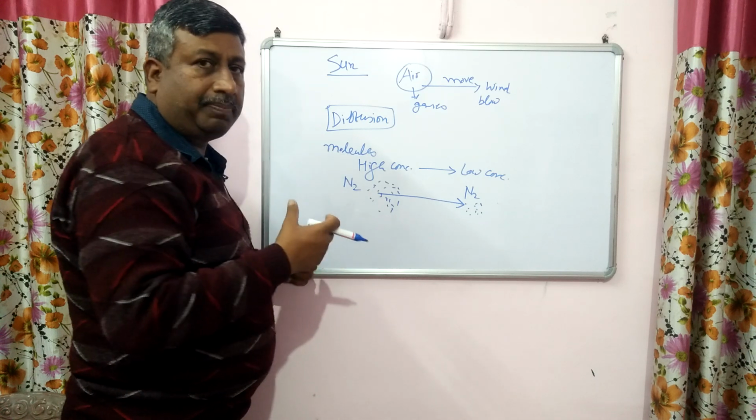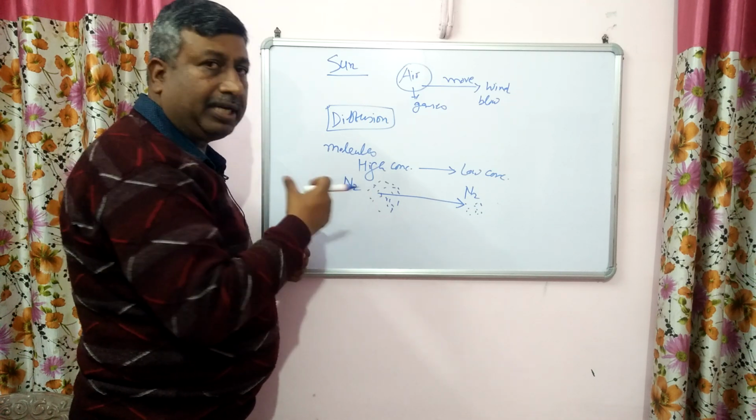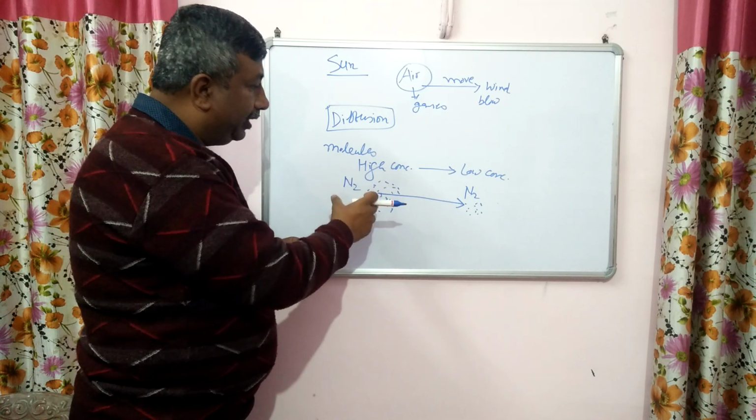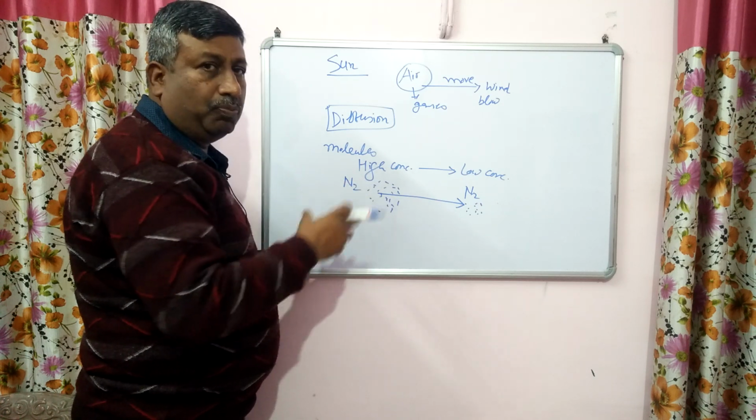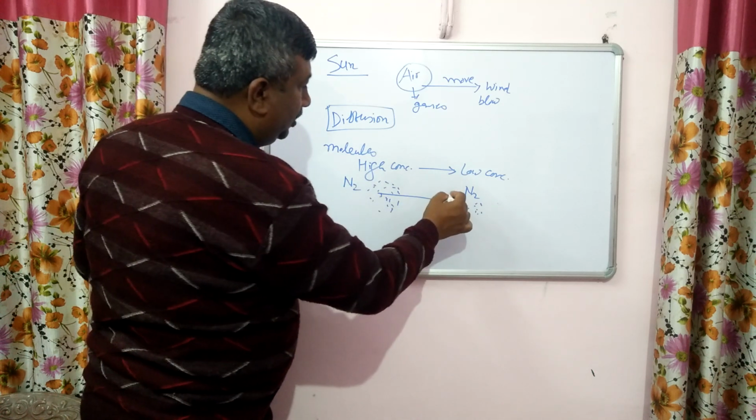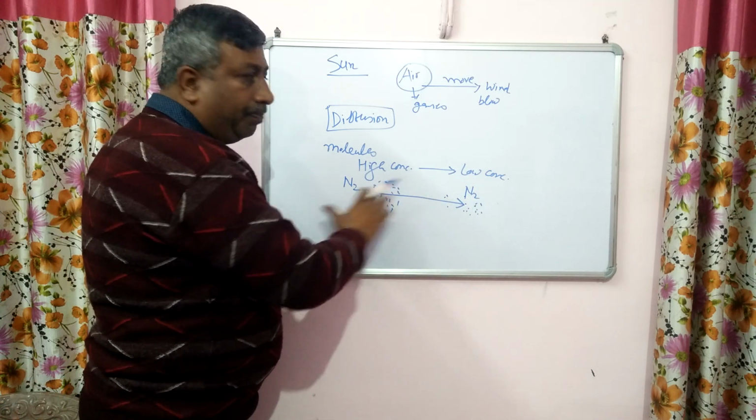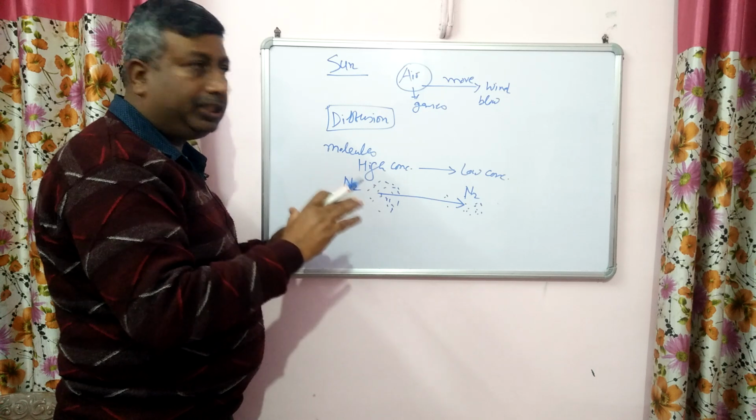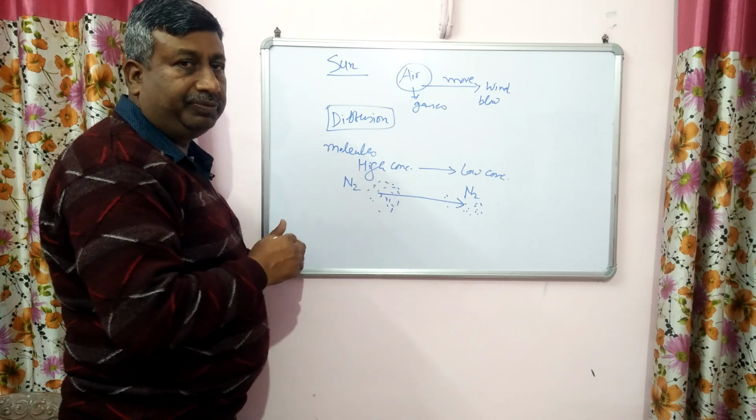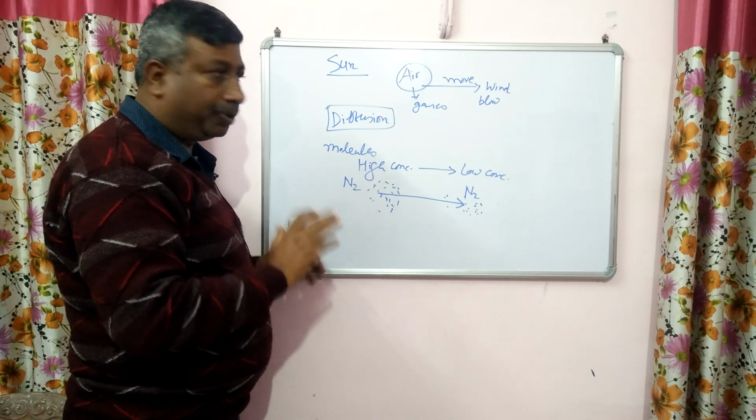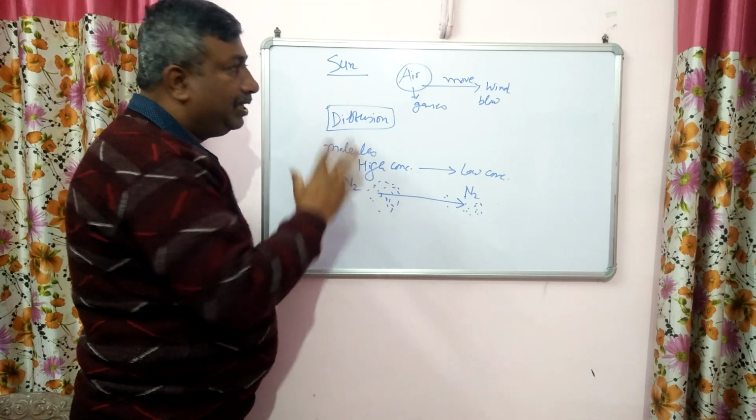So the molecules have their own kinetic energy, and because of this kinetic energy, or their own movement energy, molecules move from high concentration to low concentration. This diffusion takes place till the equilibrium, or balance of molecules, is maintained on both sides. So this is the process of diffusion. This is a very important process. So how does it take place in the case of wind?